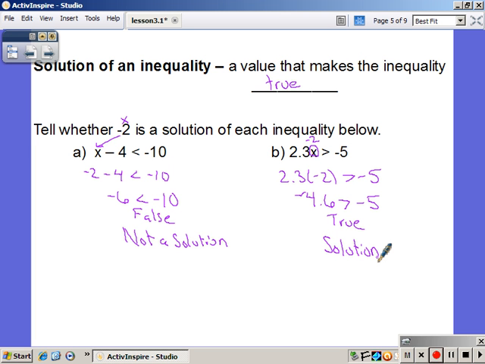So again, when you're asked if something is a solution, plug it in for the variable, simplify, one number on each side, and then make that comparison. That's what an inequality does. If that comparison is true, then that particular value is a solution. If the inequality is false, then the value that you plugged in is not a solution.